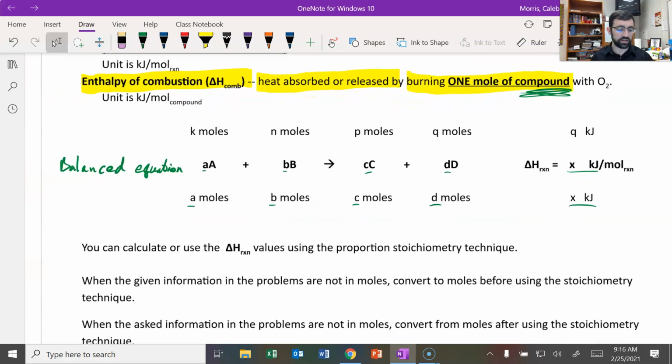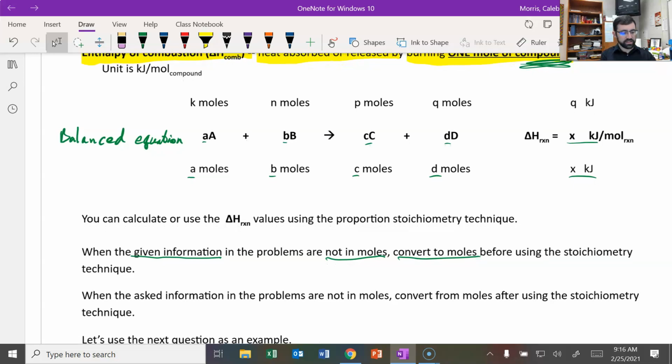Okay. So we can calculate or use the delta H of reaction values using the proportion method that we use for stoichiometry. When the given information in the problems is not in moles, as usual, we're going to convert to moles before we do the stoichiometry technique. That's nothing new. It's the way we've always done stoichiometry. And when the asked information in the problem is not in moles, you convert from moles into whatever you're looking for after you've done a stoichiometry technique.